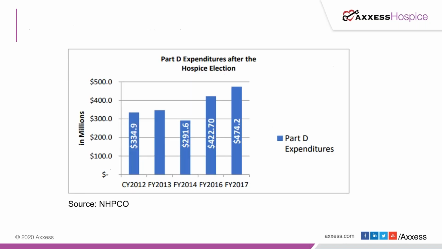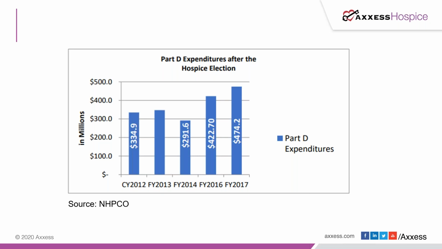This slide from NHPCO shows that in fiscal year 2014, the cost did go down when we were having to fill out all those forms and patients were often going without any medications. And it bounced right back to a higher rate than ever before. So the numbers just keep going up and up for what Part D is spending for medications on patients who are currently on hospice.